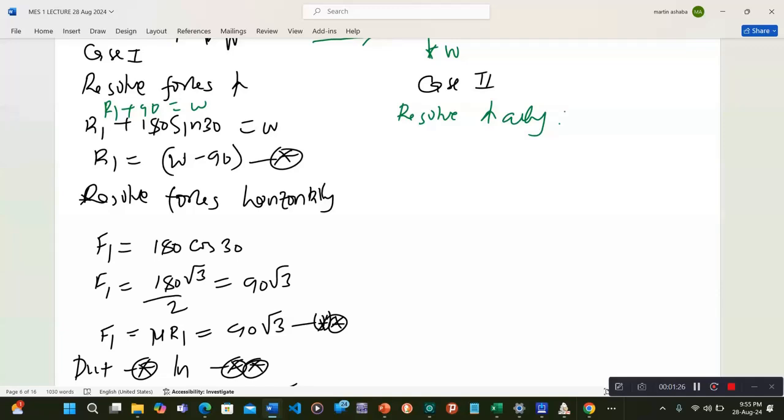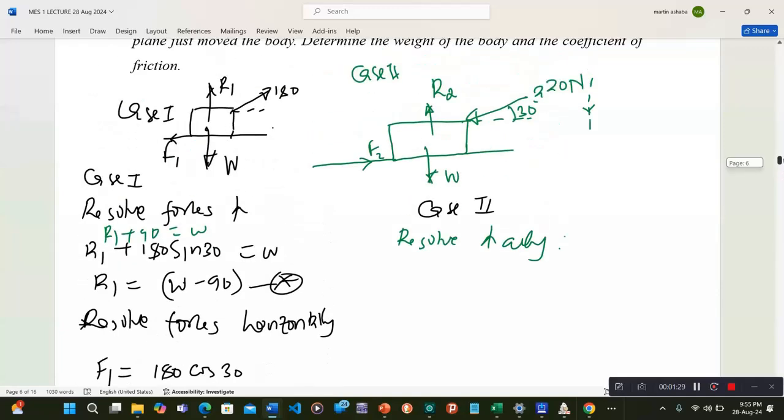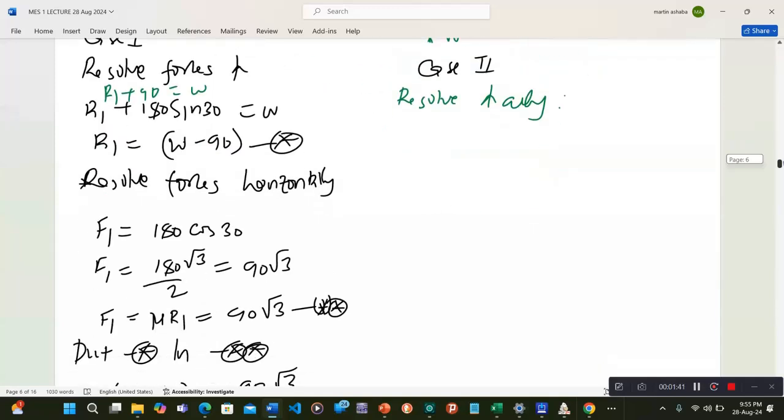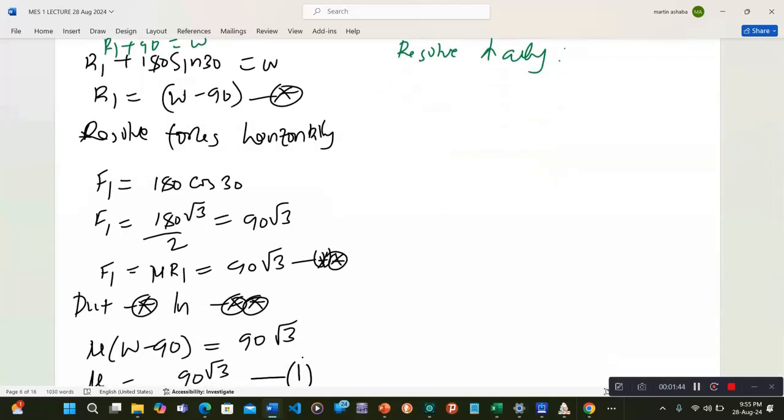Then I resolve forces horizontally. If I resolve forces horizontally, 180 cos 30, I said this angle is 30 degrees. So 180 cos 30 degrees should equal F1. And I said 180 cos 30 is the same as 180 times root 3 out of 2, which is equal to 90 root 3. Because this and that will cancel each other and I have 90. So I will maintain the root 3 here.